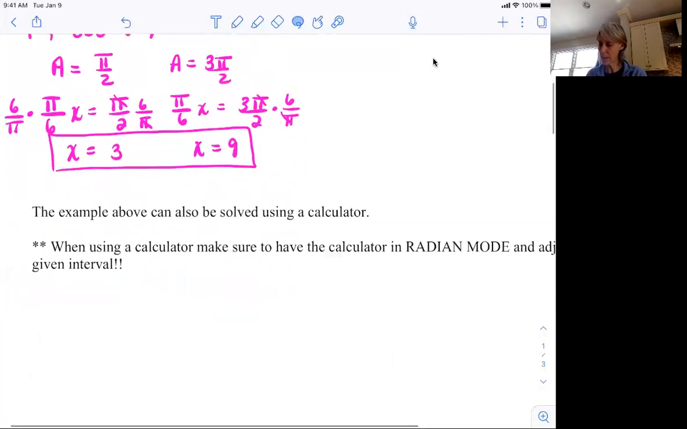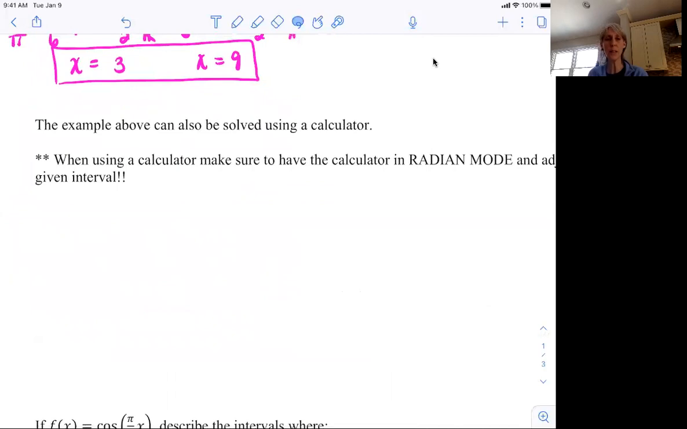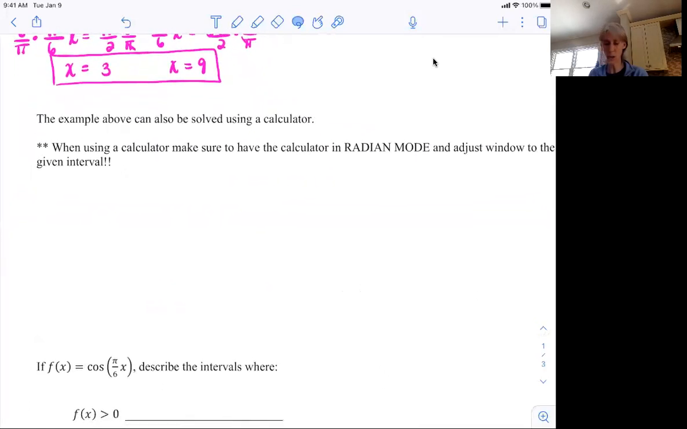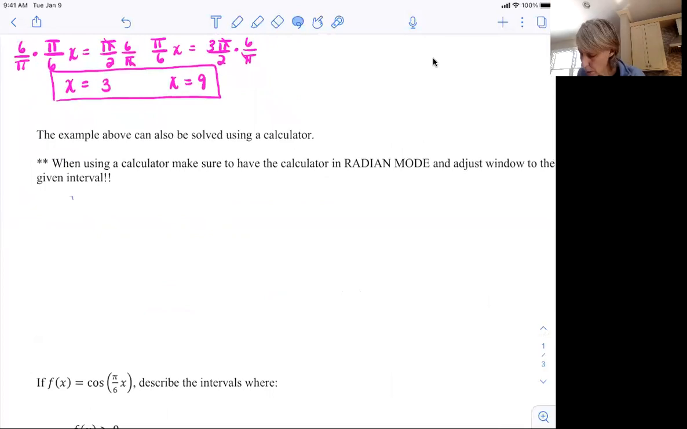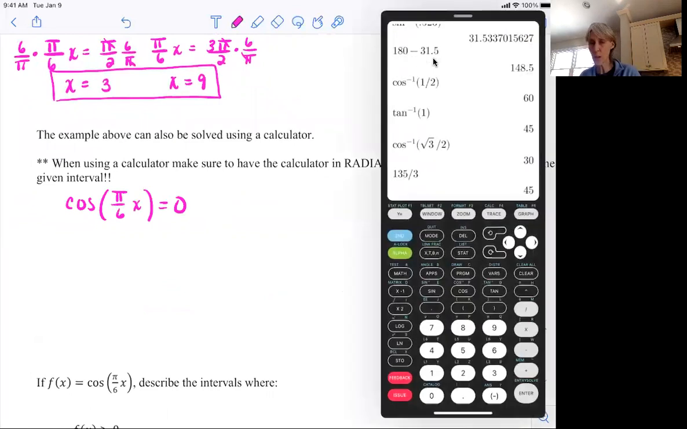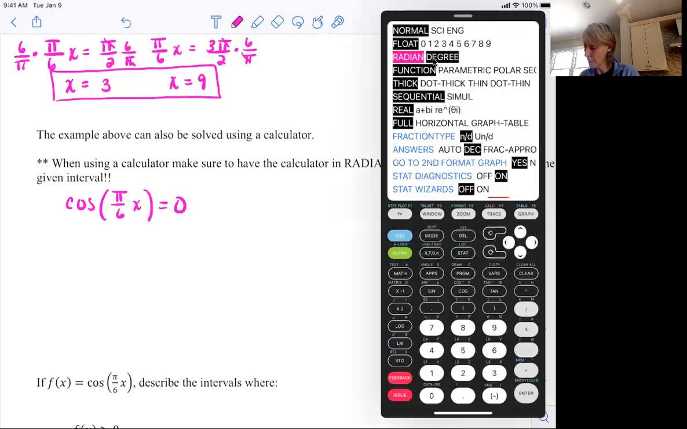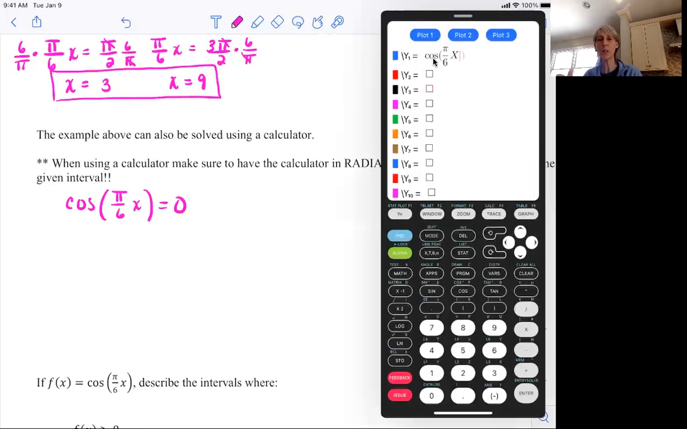Now, this above example can also be solved using a calculator. When we use a calculator, we want to make sure we're in radian mode and we adjust our window to the given interval. So I'm going to review. We're going to start with our original equation, and we're going to talk about the steps we're going to use if we're told to use our calculator. First of all, we want to be in radian mode. Whenever I'm dealing with the graph of a function, I want radian mode.